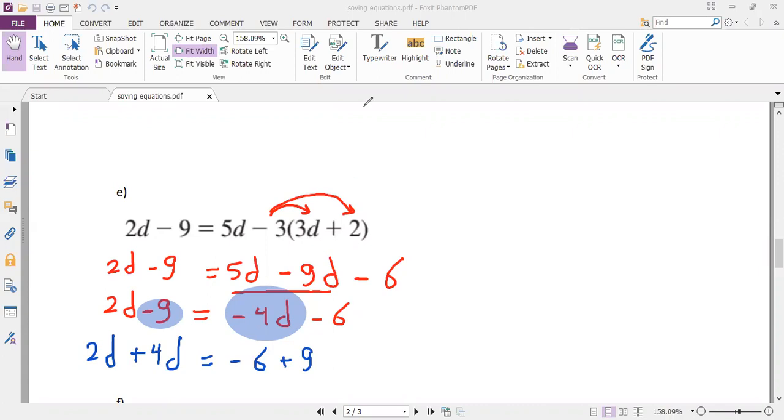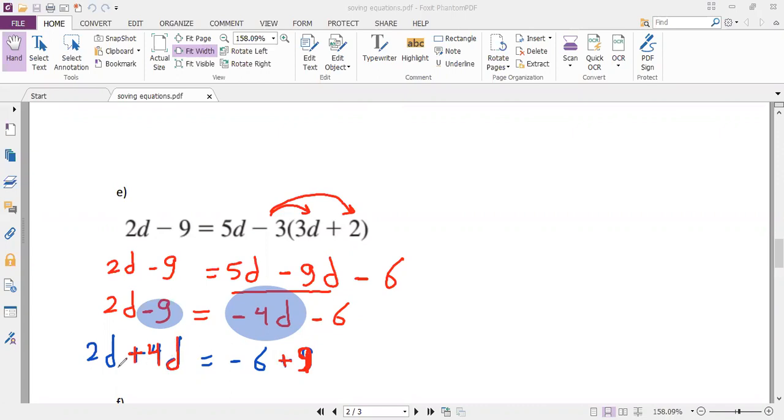What is happening again? I moved minus 9 and I wrote plus 9 because I moved it from the left side to the right side. And I moved the minus 4d, and I wrote plus 4d because I moved it from the right side to the left side.